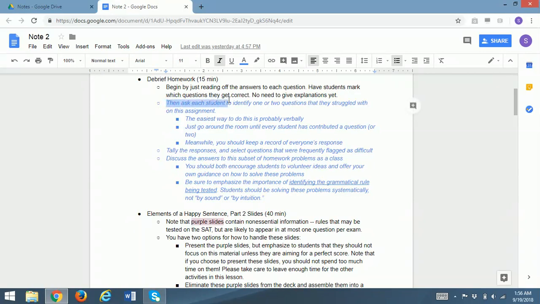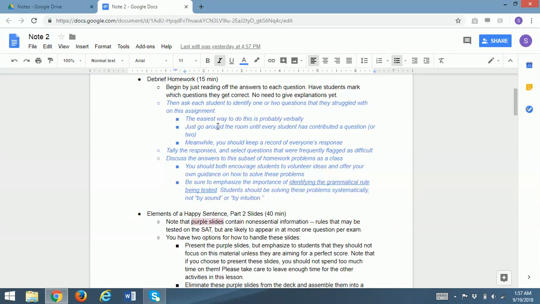So what's listed here is that you ask each student to identify one or two questions that they struggled with on the homework assignment. You could do this a couple of ways. You could ask students to just write down on a little sheet of paper one or two questions they struggled with and pass it up. Maybe an easier and less time-consuming way is to just go around the room verbally and have everyone name the one question they struggled with the most.